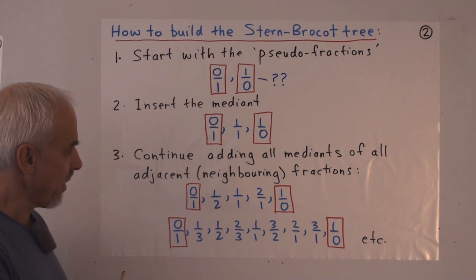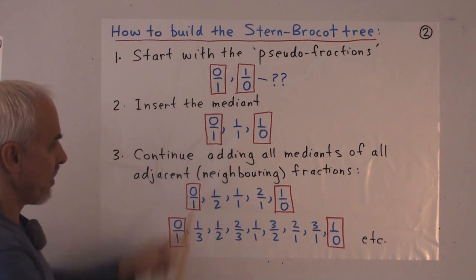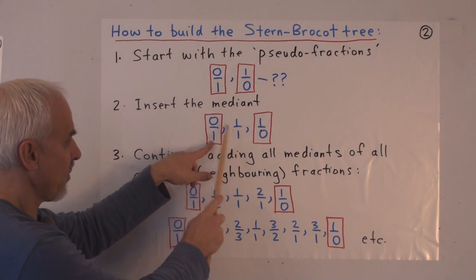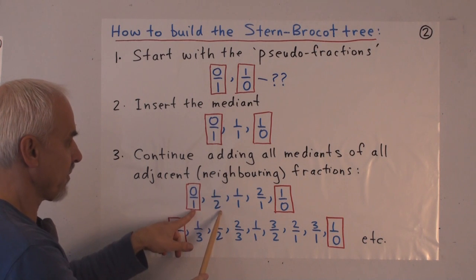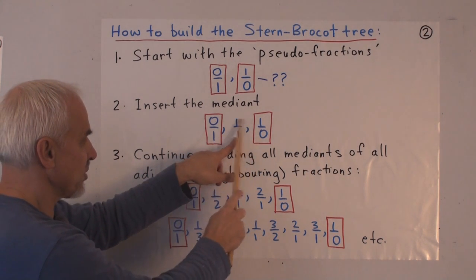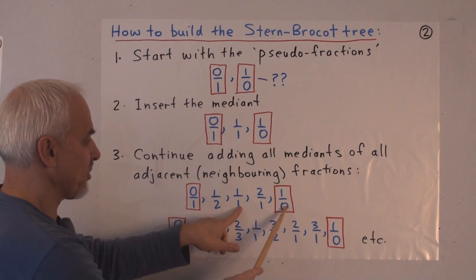So, for example, the next stage, we would take the mediant of these two, which is 1/2, and we would insert it between these two. And we would take the mediant of these two, which is 2 over 1, and insert that between these two.